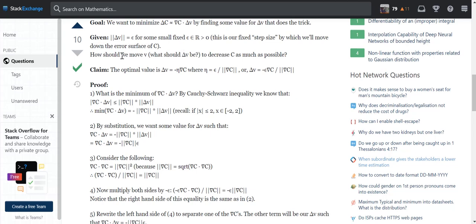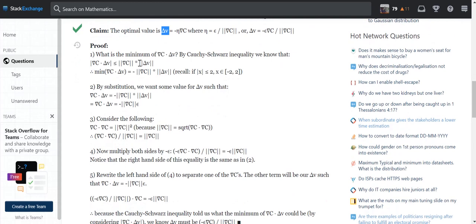Now we want to find out how we should move v, what delta v should be, to decrease c as much as possible. The optimal strategy, which is what we want to prove, is that delta v is negative eta times the gradient of c, where eta is epsilon divided by the length of the gradient of c. Or, if you substitute everything, delta v is negative epsilon times the gradient of c divided by the length of the gradient of c.